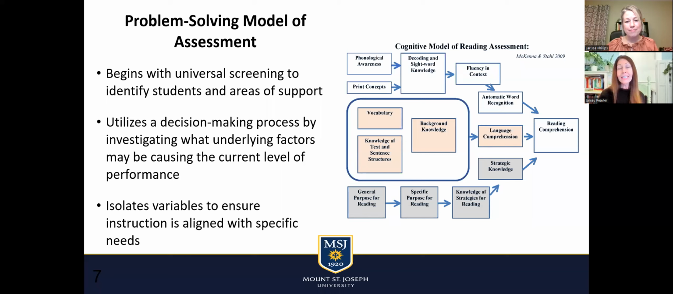And the answer is we need to investigate what are the underlying factors that could be causing the performance level that they're currently at. So again, if it's a reading comprehension assessment, I have to go back and see, could it possibly be a word recognition issue? Could they even decode the passage? And so if you look at the top band here, automatic word recognition is the question I want to answer. Can they accurately and automatically read this text that they had to comprehend?